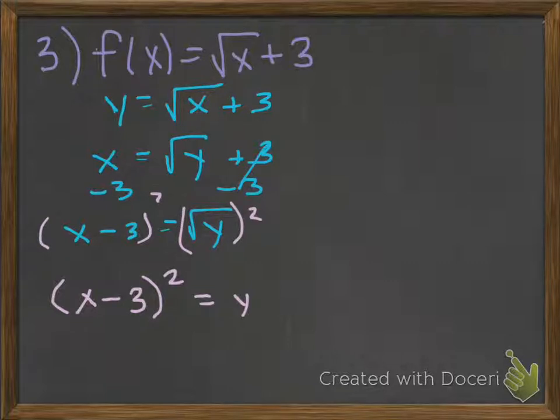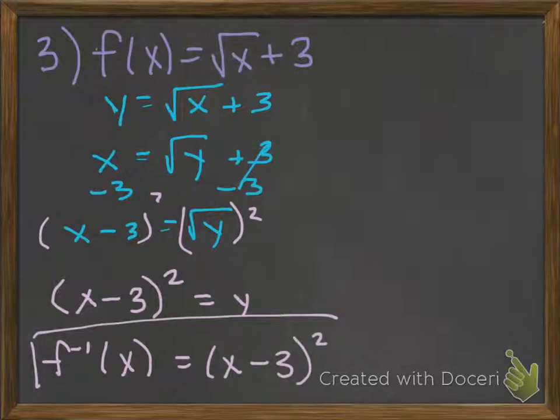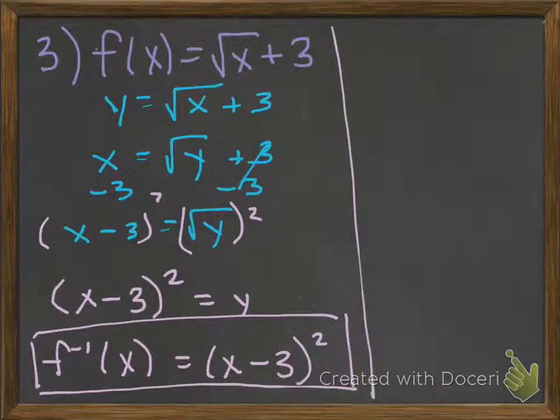Let's actually FOIL it out so it makes it... No, we'll leave it like this. Never mind. Sorry. So our inverse is x minus 3, the quantity squared. So that's letter A. Letter B, we need to do our domain and range. So our domain and range for our original function.